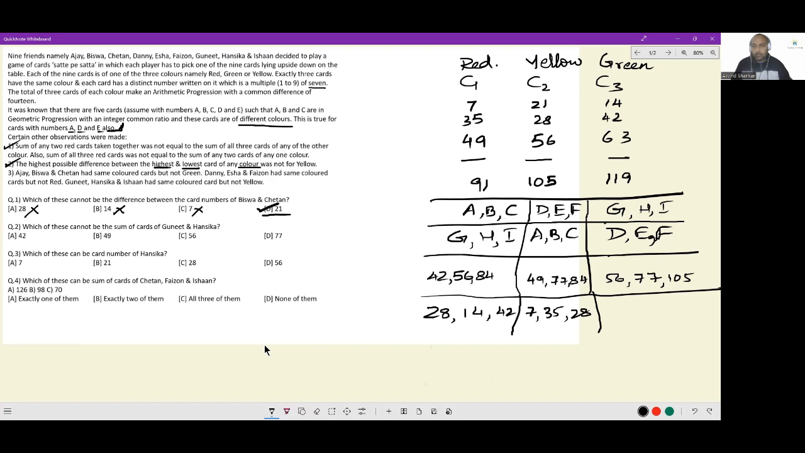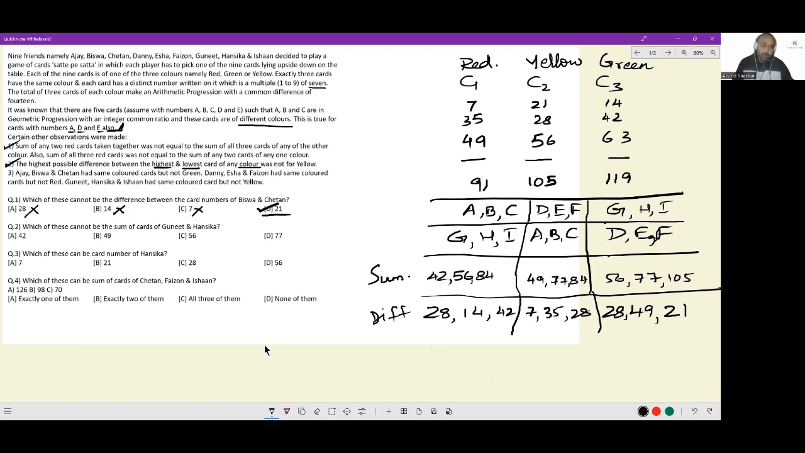How did I get 28 as a difference? 35 minus 7, I got 28. Here the differences will be 28, 49 and 21. These are the possible differences. These are the possible summations. Now look at it. Biswa and Chetan here, they can get 28, they can get 14. Here they can get 7. But for 21, they would have to be within the green grouping. And I know Ajay, Biswa, Chetan were never green. Therefore, option D.